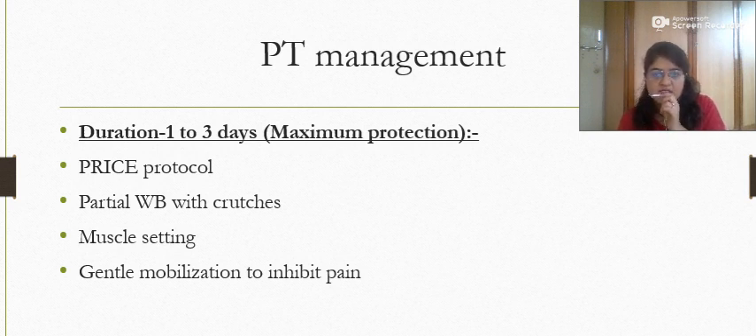Partial weight bearing is done with the help of crutches, and muscle setting exercises if it is within the pain limit, and gentle mobilization to inhibit the pain, that is grade 1, grade 2 Maitland mobilization.